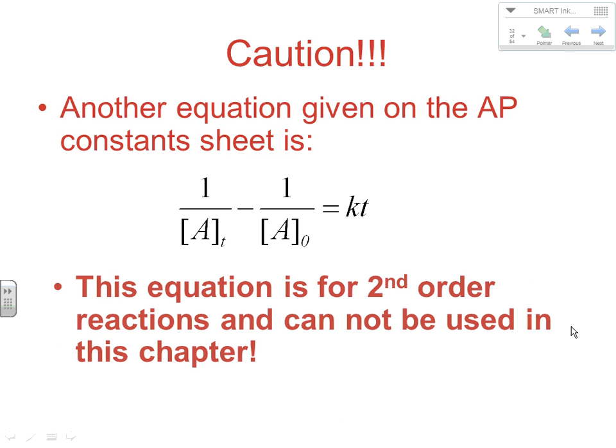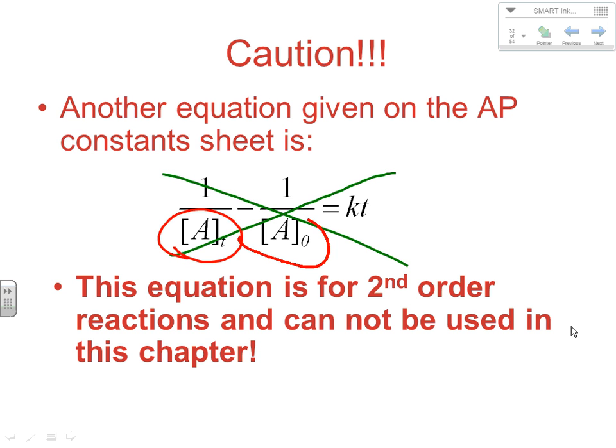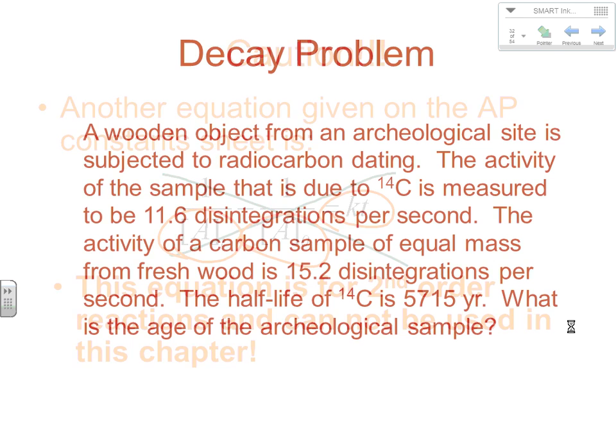Now, another equation that's given on the AP constant sheet right by this one. So this is a warning, be careful. Never, ever, ever in this chapter go to use this equation. This is the equation for a second order decay reaction. All radioactive decays are first order reactions, so this is not appropriate for anything we're ever going to be doing in this chapter. I know you're going to see some of the same things. You'll see this, and you'll see this, and you'll see those. Do not use this equation on this test because that's not appropriate to what we're talking about with half-life decay.